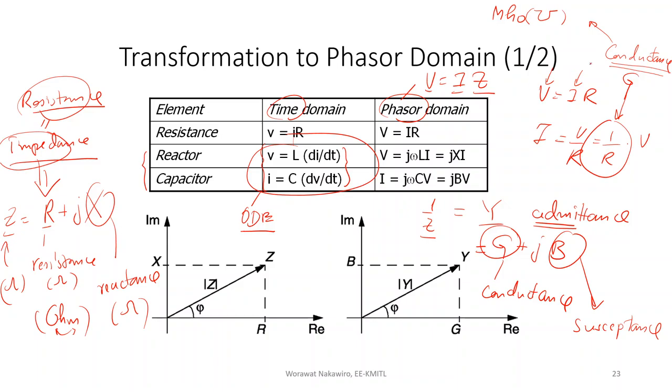So the new unit is called Siemens. Okay, this is S. So all these are expressed in terms of Siemens, S, and the unit of Y is also S, right? I think it's clear, right?